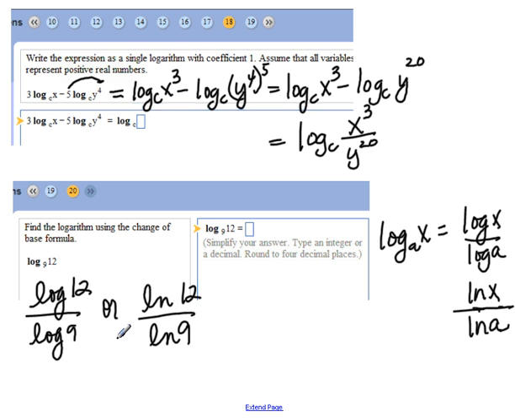Now, using the calculator, we compute log 12, you have to close parentheses, then divided by log 9, close parentheses, equals. It says round to 4 decimal places, so we would have 1.1309.